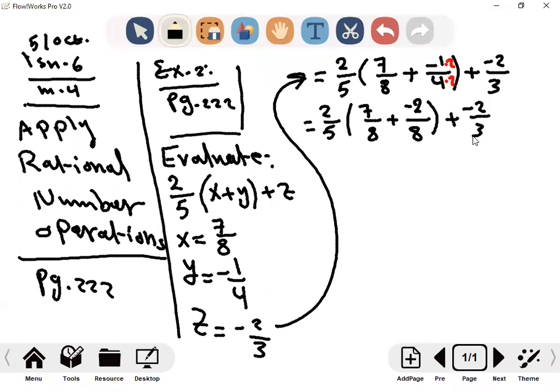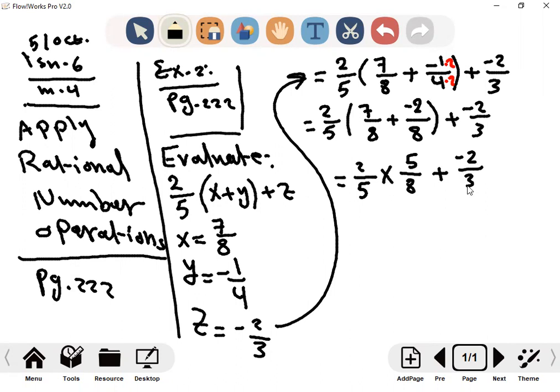Now I'm ready to add the two fractions, right? 7 plus minus 2. Plus minus means minus. So 7 minus 2, 5/8. So this is equal 2/5. Now we put multiply. Nothing between the fraction and the parenthesis means multiply. The answer of the parenthesis, which is 5/8, plus negative 2/3, right?